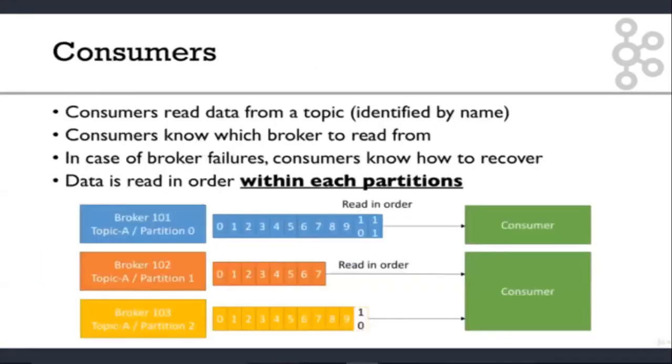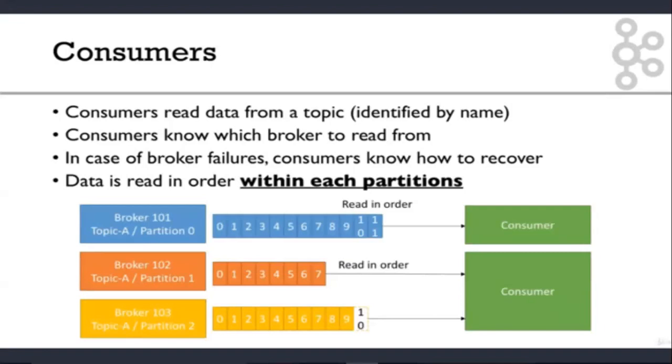Now let's talk about consumers. Consumers, as we know, read data from a topic identified by name. Each topic has a name, and the consumer reads data from this topic. A consumer knows which broker to read from. In case of broker failures, consumers know how to recover. For example, if a consumer is reading from a broker and that broker stops working, the next replica will continue to serve the messages.